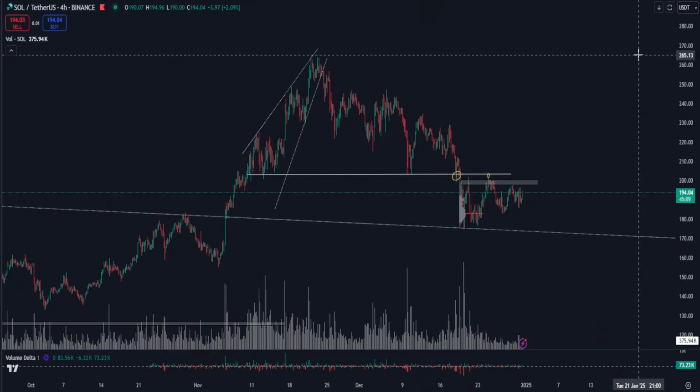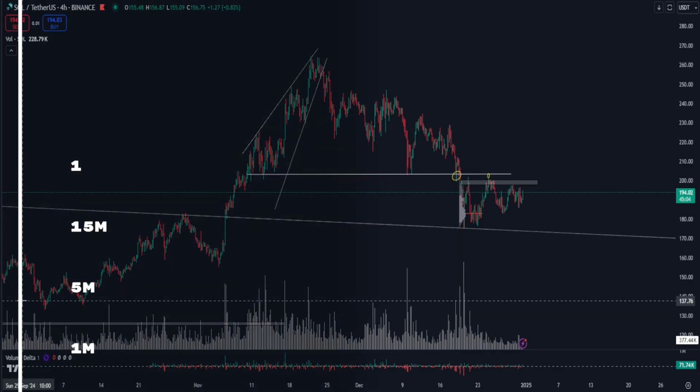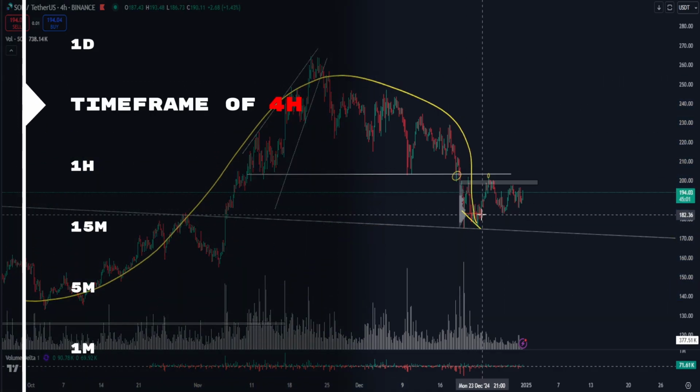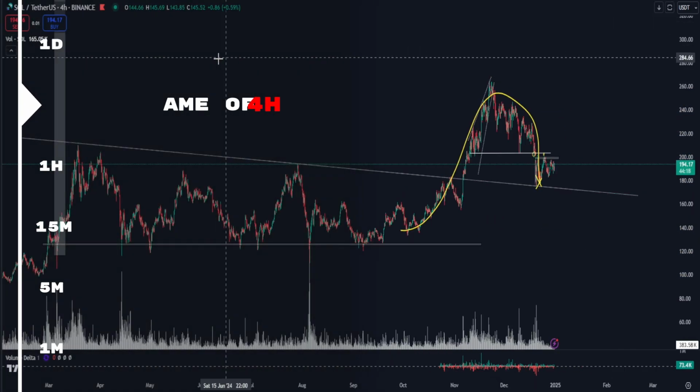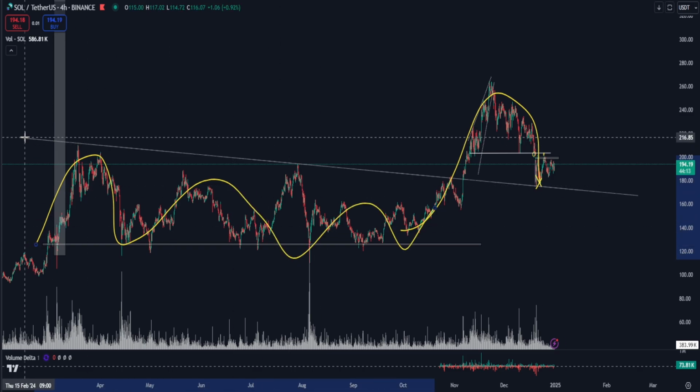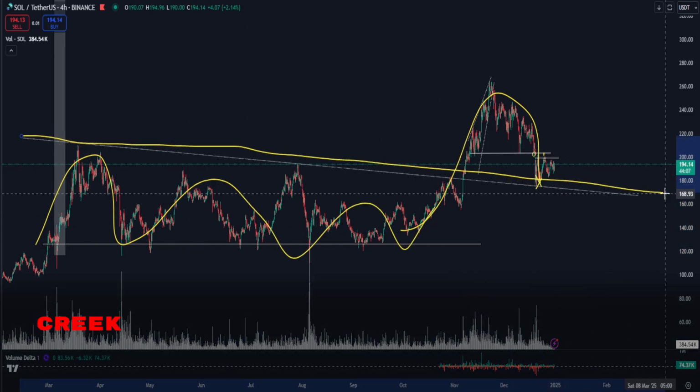Now, let's take a look at Solana, also on its 4-hour chart. Remember, we've recently broken a structure and retested it. Let's zoom out a bit to see this more clearly. Here's the structure, a reaccumulation, and the retest after the break occurred along this creek that we've marked here.